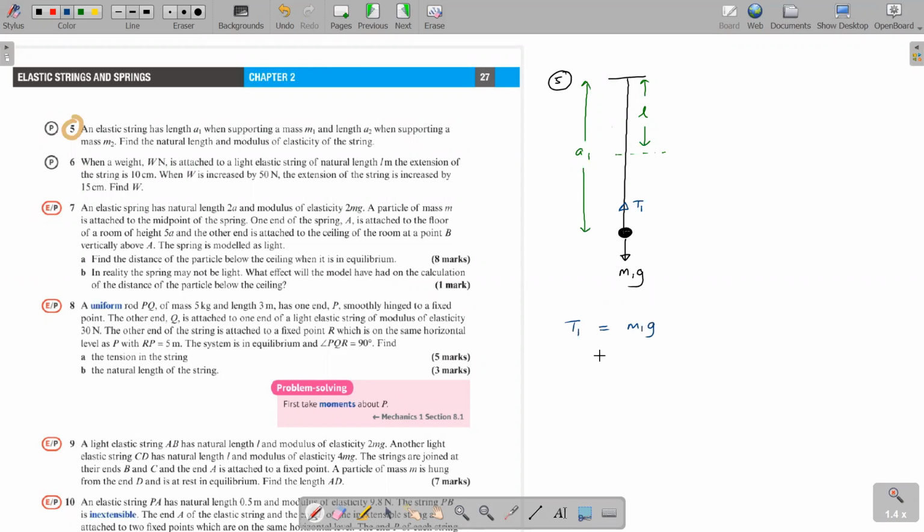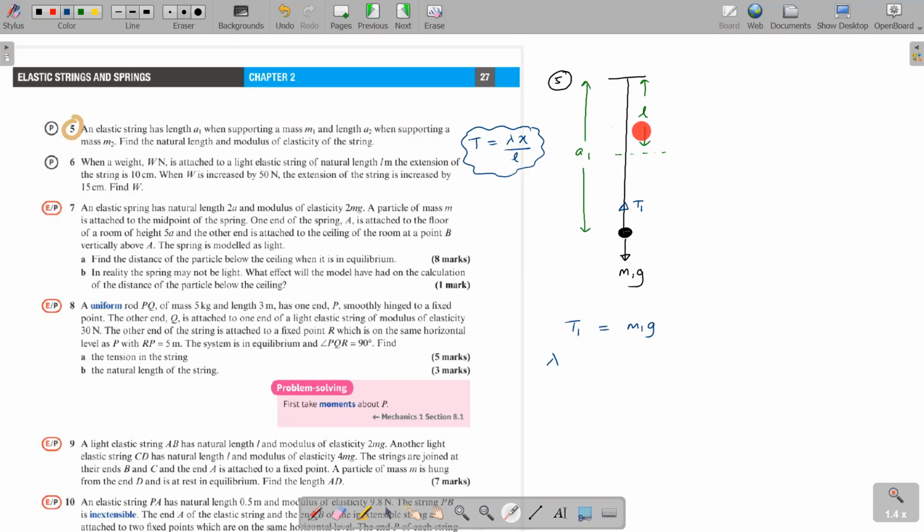So tension is lambda x over L, isn't it? Tension is lambda x over L. Okay, so lambda is unknown. Extension. How do we write the extension here? The entire length of the string is A1. Natural length is L, which means that instead of working with x, we can write the extension in terms of A and L, right?